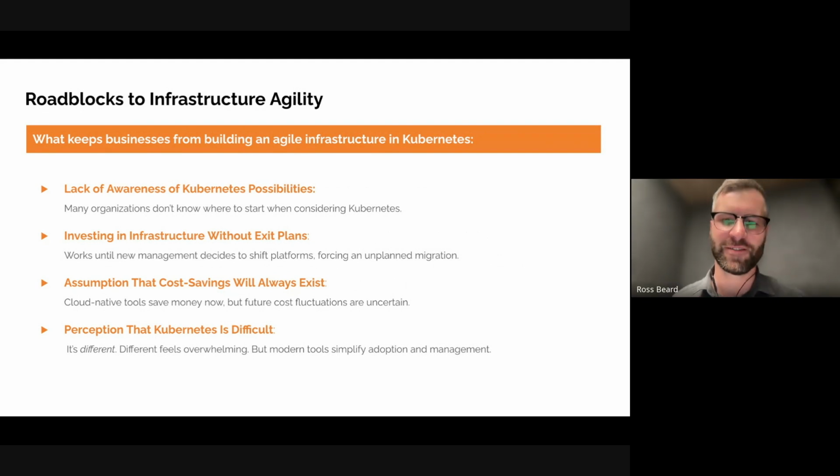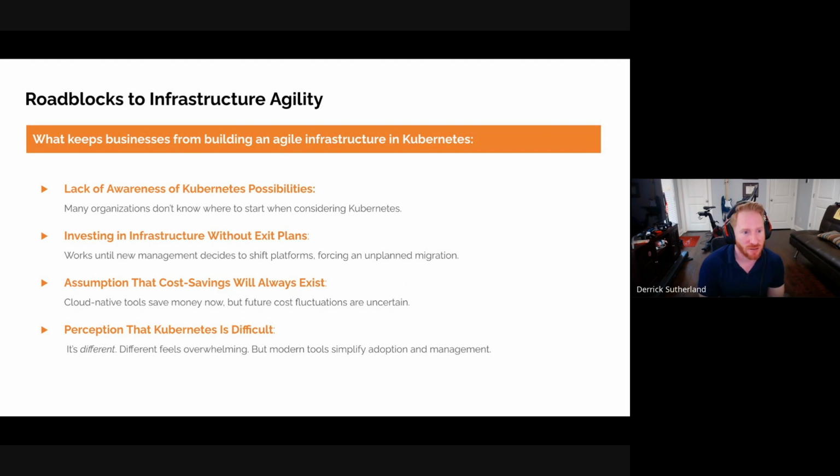So how about roadblocks to executing this vision of infrastructure agility? The biggest thing is it goes back to lack of awareness. And I don't just mean Kubernetes possibilities. I mean lack of awareness of Kubernetes, really.